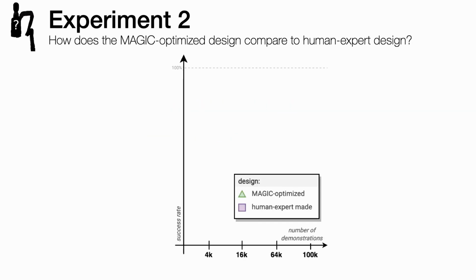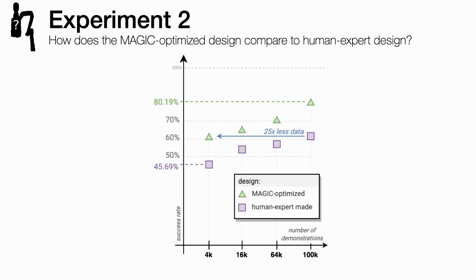Next, we compare these robot designs in their task performance and learning efficiency. We find that the MAGIC-optimized robot requires 25 times less data to match the human expert-made morphology performance. Additionally, an improved design leads to a 19% overall performance improvement when given access to the demonstration buffer.